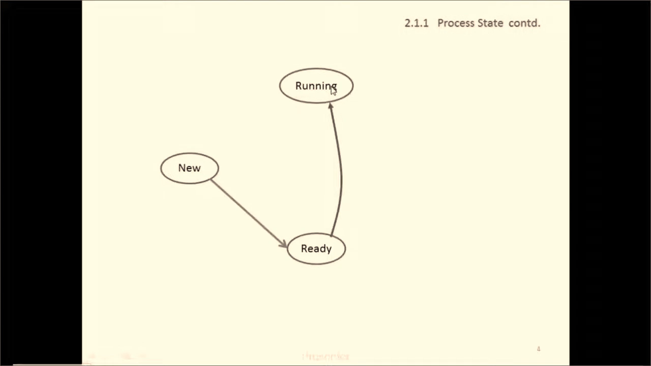Now from the running state, there are a number of transitions possible. Number one, when the time slice for which the CPU has been allocated to the process completes, it is brought back from running to the ready state. Here again, it hasn't asked for anything else in the time slice except CPU time. But the CPU time is over, so it is brought back to the ready state.